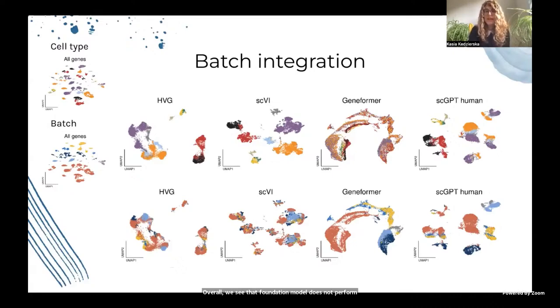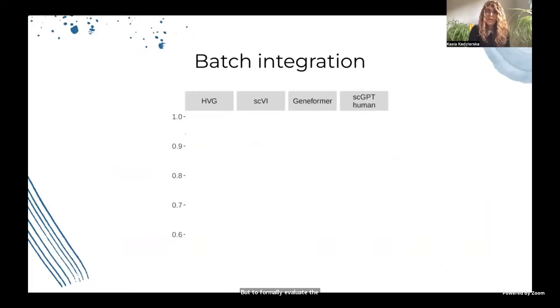However, this is just a UMAP projection. This is just evaluating this and giving us intuition. But to formally evaluate the performance of those models, we looked at the batch integration score. Batch integration score is calculated on the embeddings directly from the models or the methods.